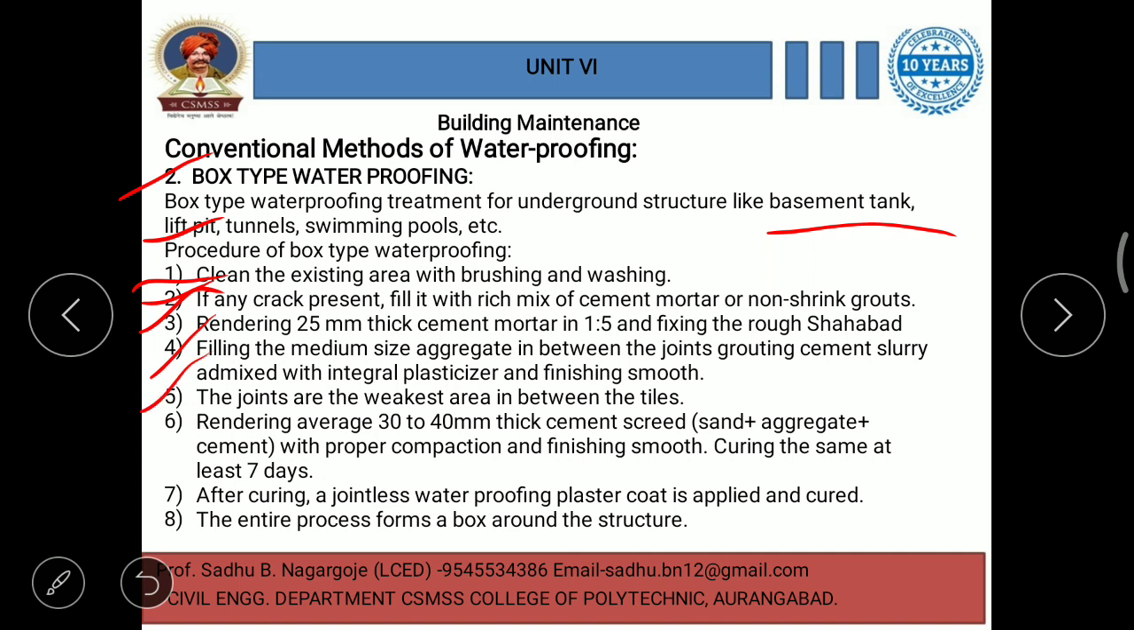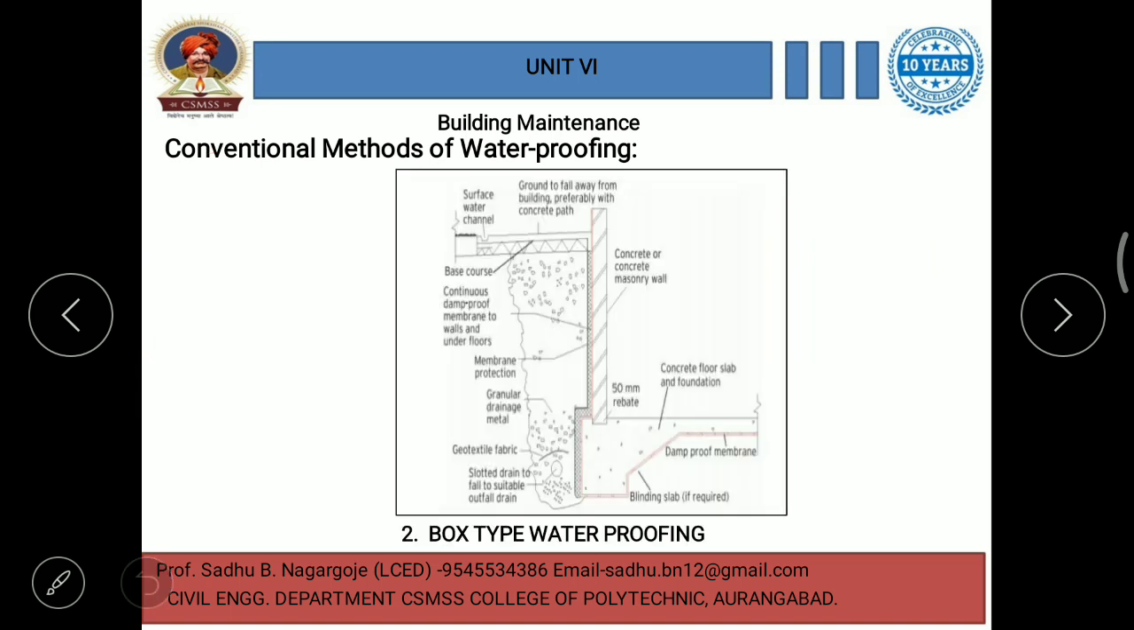The joints are the weakest area in between the tiles, and that's why the rendering is an average of 30 to 40 mm thick cement screed. Screed means sand plus aggregate plus cement with proper compaction and finishing smooth. Curing the same for at least 7 days must be given. After curing, a jointless waterproofing plaster coat is applied and cured. And lastly, the entire process forms a box around the structure, and that's why it is called box type waterproofing. This is box type waterproofing.